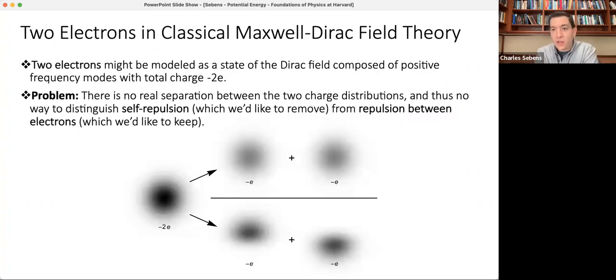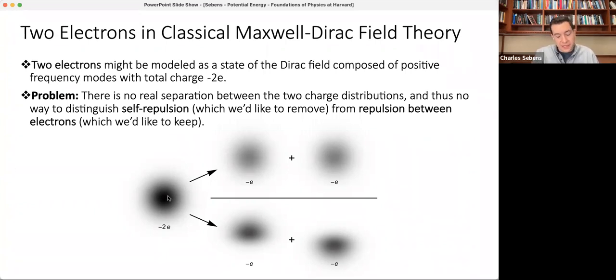Okay. So there's a problem in Maxwell-Dirac field theory, which is, okay, fine, you can model a single electron like that, but how do you model two electrons in classical Maxwell-Dirac field theory? You might say, okay, well, just use a bunch of positive frequency modes, but have the total charge be minus 2E instead of minus E. Just have more charge, more stuff. The problem is when you do that, there's no real way to distinguish the two electrons. There's just a big cloud of charge.